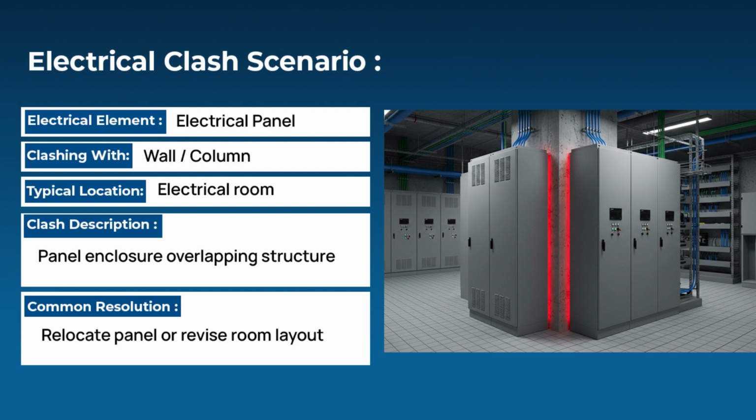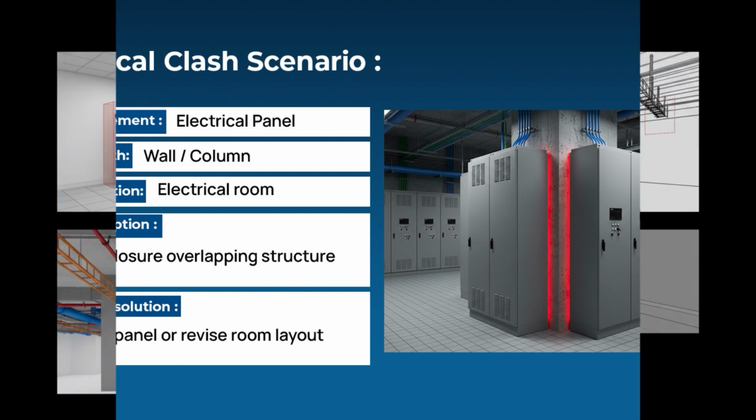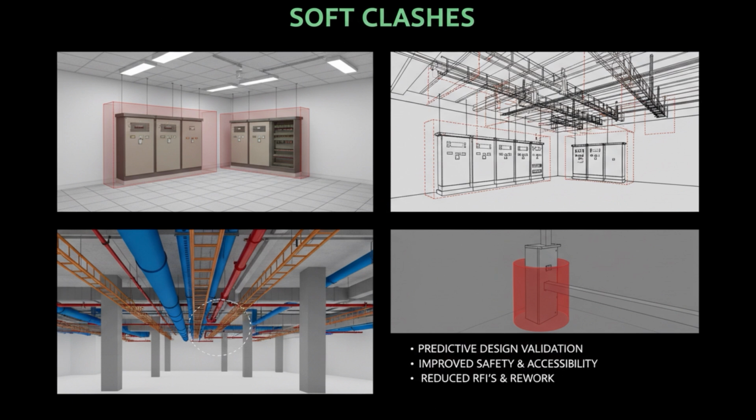So, examples of soft clashes will be electrical panels with architecture walls and doors. For example, we have an electrical panel where the opening of the electrical panel clashes with a wall or door. This can be adjusted by shifting of the panel or the wall or door layout. In this case it will be shifting of the panel, since we won't prefer moving of walls or doors. Next, switchgear intersecting with architecture elements. This can happen in substation rooms.